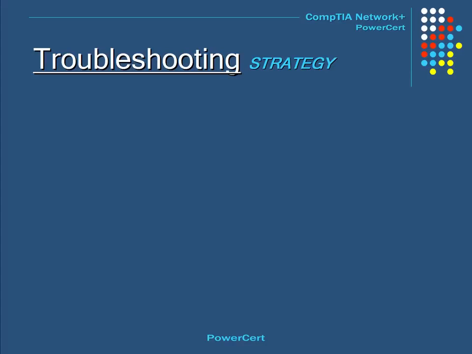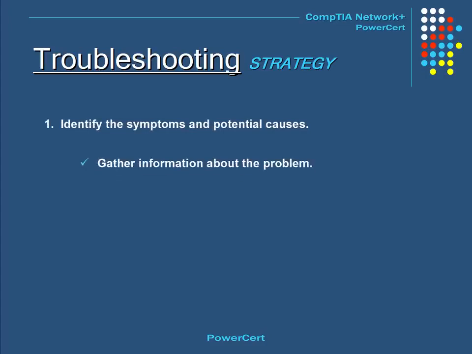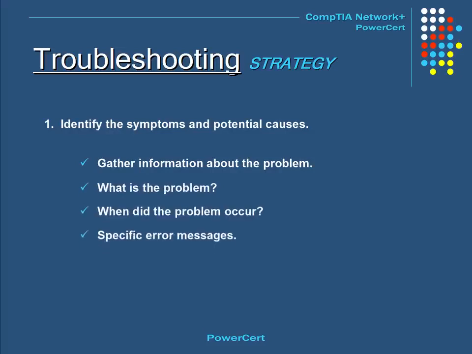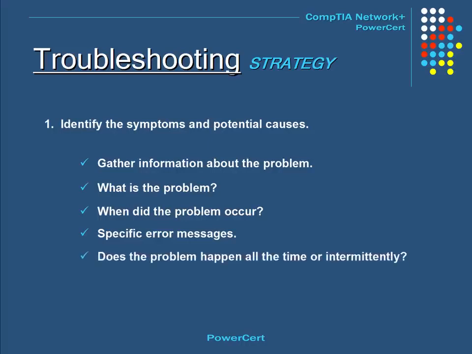And then there are certain procedures for solving network problems. Here are some of the steps to do that. The first step is to identify the symptoms and potential causes. This step is where you gather information about the problem, such as what exactly is the problem, when did the problem occur, were there any specific error messages, and does it happen all the time or intermittently? By gathering as much information as possible in the beginning, it'll greatly enhance the diagnosing process and ultimately fix the problem a lot faster.